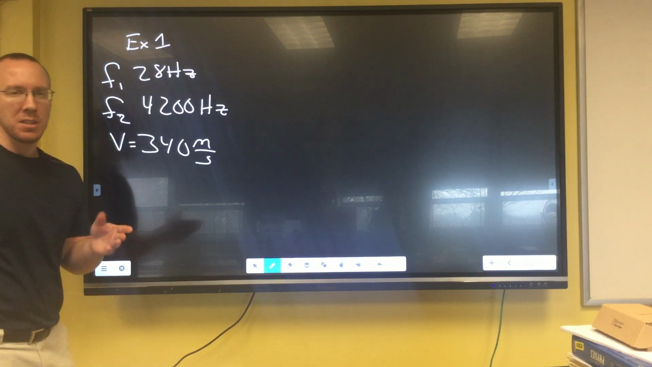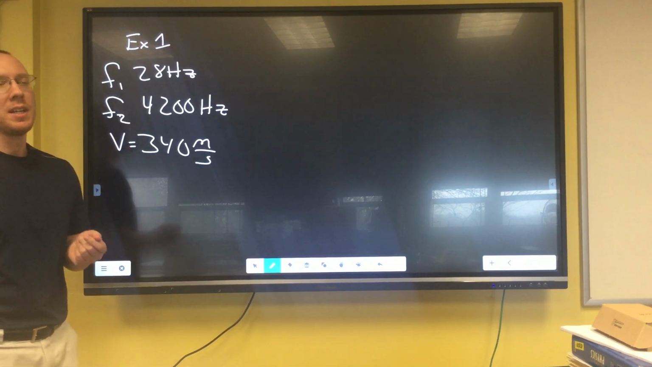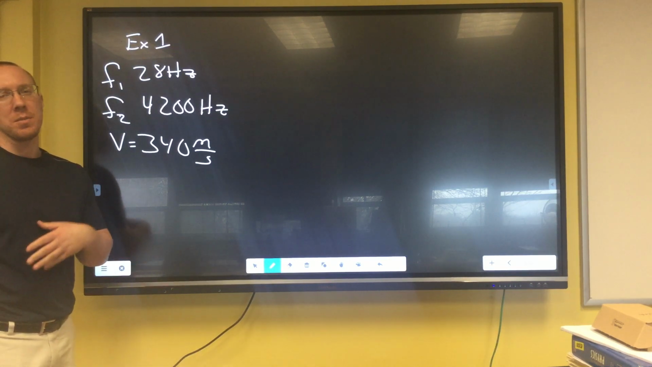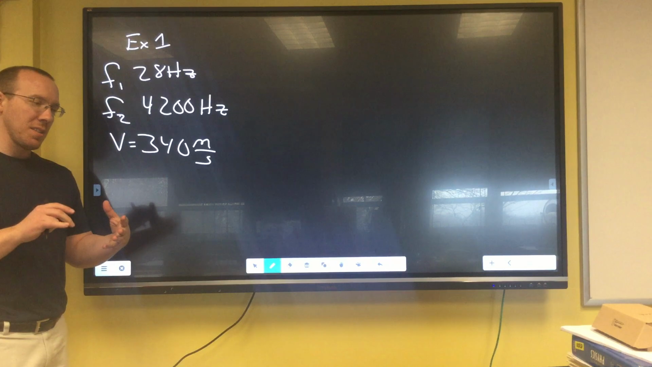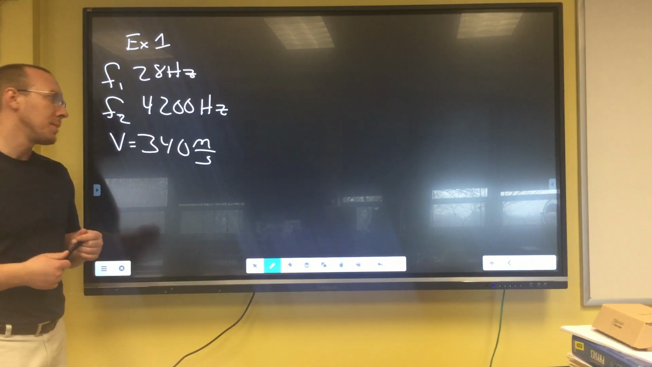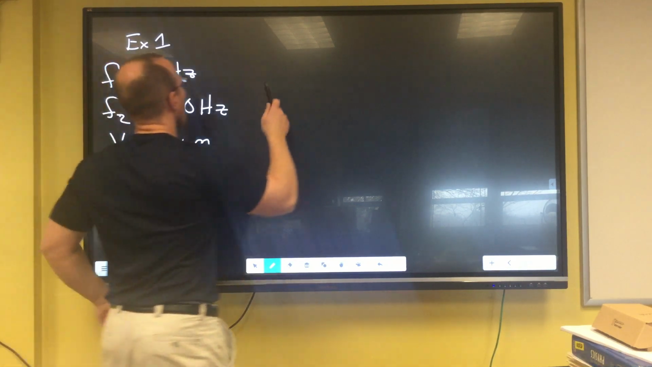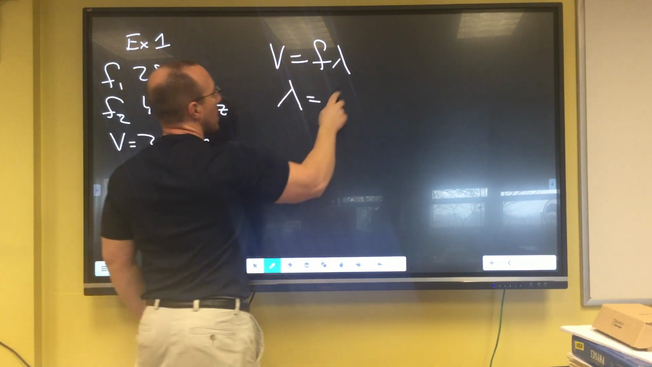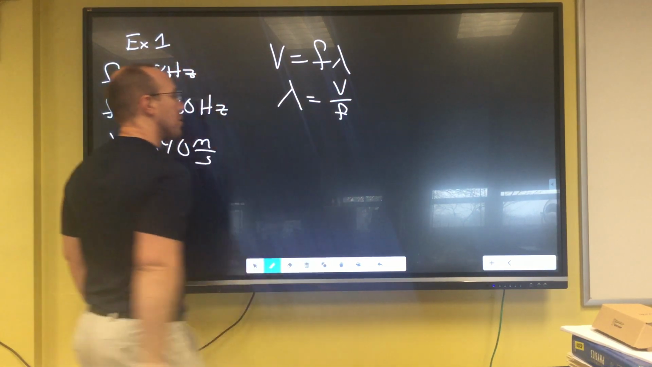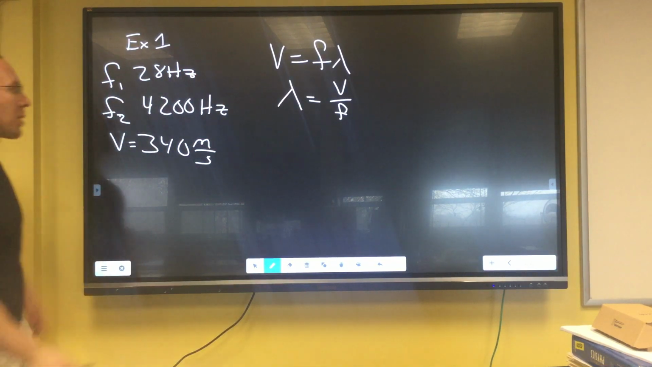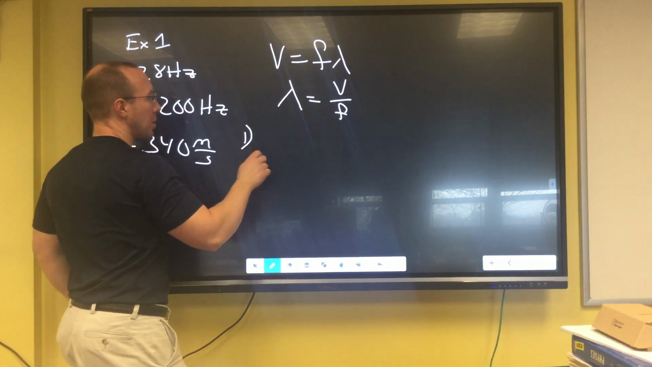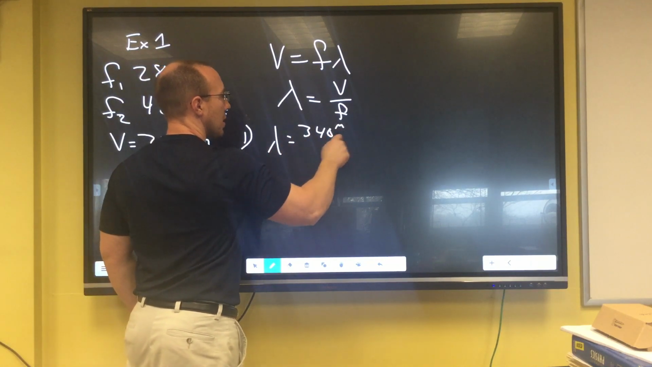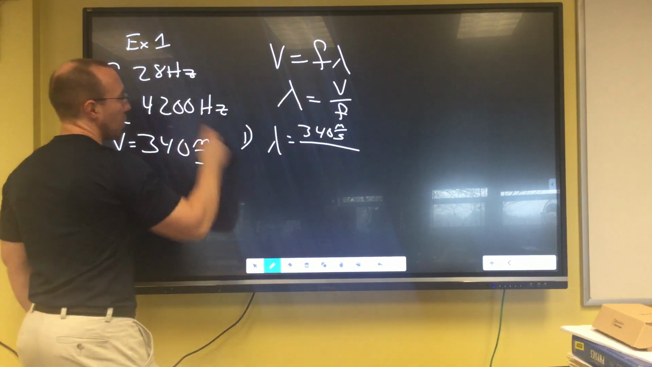Speed of sound, which we'll get to, actually fluctuates depending on the temperature of the air. So the hotter the air, the faster it moves. The colder the air, the more dense it is, the slower. All right. So first off, we have v equals f lambda, and so therefore lambda equals v over f. So for the first one, we'll put in lambda equals 340 divided by 28.